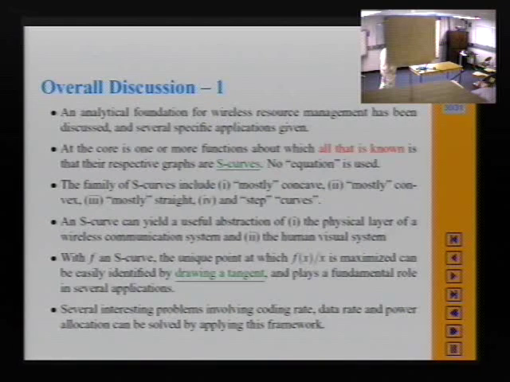When f is an S-curve, the point at which f(x)/x is maximized can be easily identified by drawing a tangent, and it plays a fundamental role in several applications. So several interesting problems involving coding rate, data rate, and power allocation can be solved by applying this framework. So that's the general theme of what you were here listening to.